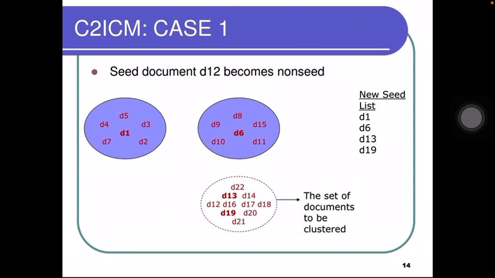So the third cluster and the fourth cluster are combined and become one cluster, and the fourth cluster contains 13, 14, 15, 16, 17, 18, 19, 20, 21. The new seed list is D1, D6, D13 and D19. That's why the cluster contains the two seeds.